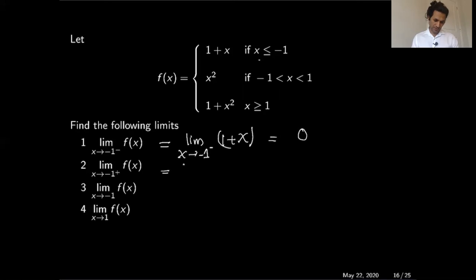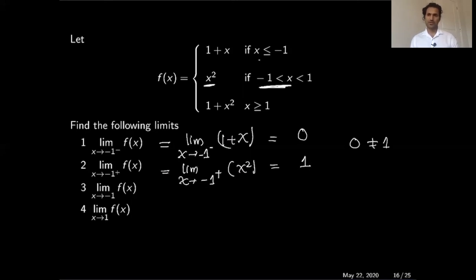Let's calculate the limit as x approaches -1 from the right. On the right side of -1, the piece is x squared. So the limit is (-1) squared, which is just 1. So you see this 0 is not equal to 1. So the left limit of the function is not equal to the right limit at x equals -1. Therefore this limit is DNE.